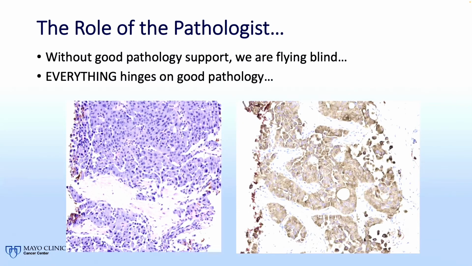The role of the pathologist cannot be overstated. If we got the pathology wrong, everything I do is based on the wrong assumptions. This we see fairly frequently. In Europe, up to 25% of patients with neuroendocrine tumors will have a change in their diagnosis when they go from their regular doctor to a neuroendocrine tumor center. I'm not sure we're quite that bad here, but everything hinges on good pathology.